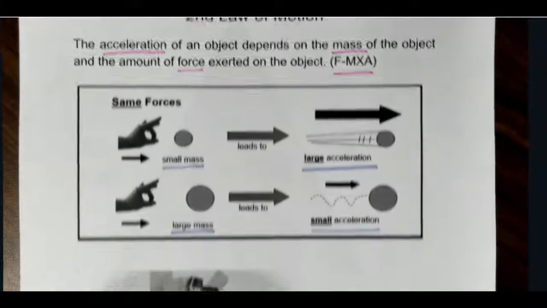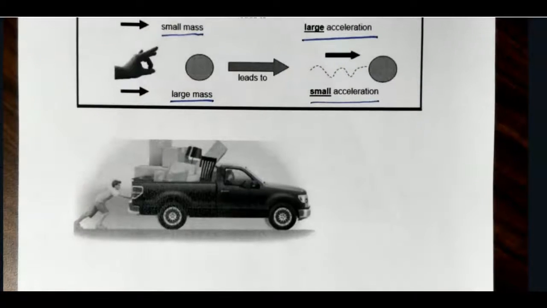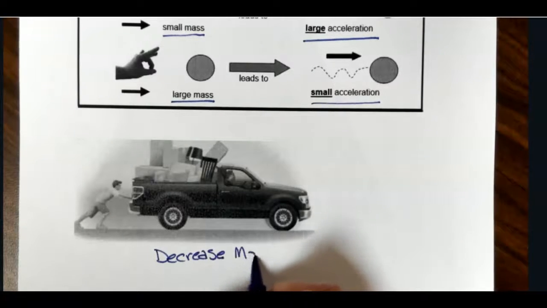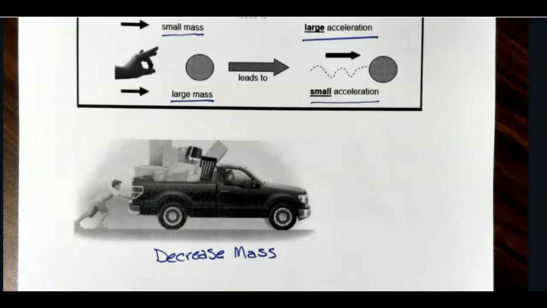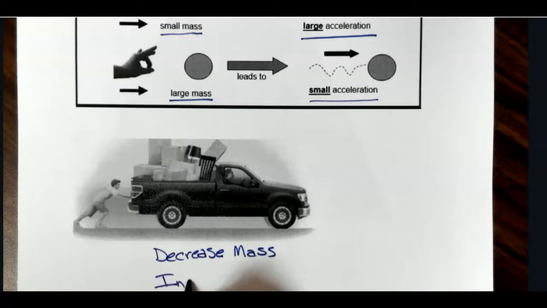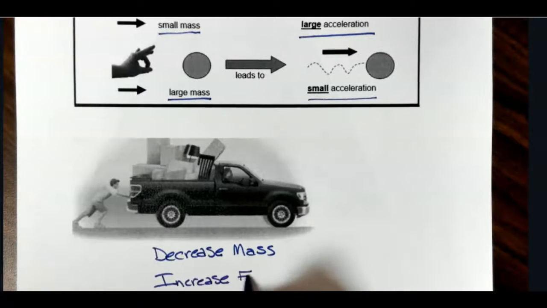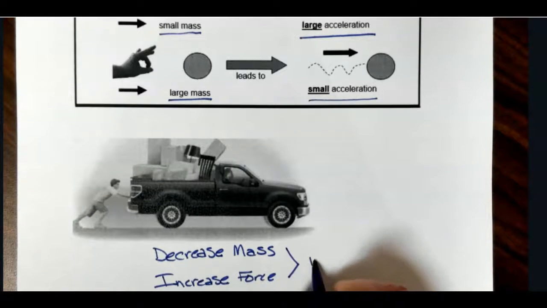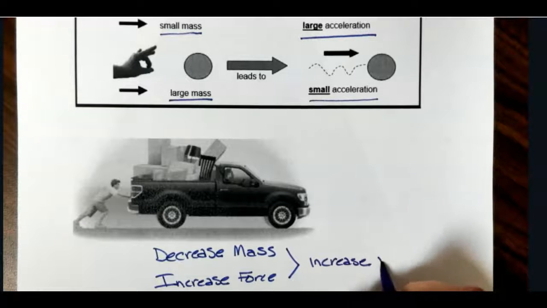Now we can change an object's acceleration by changing two things. You can either change the mass or the force. So if we want this car to accelerate at a greater rate, we could either decrease the mass. So if I decrease the mass by taking some of these boxes out, the truck would have greater acceleration. I could also increase the force. If I increase the force, then the truck would have greater acceleration. Imagine putting a second person to help you push. So either one of these will cause an increase in the rate of acceleration.